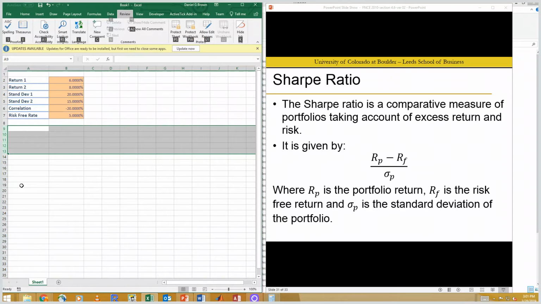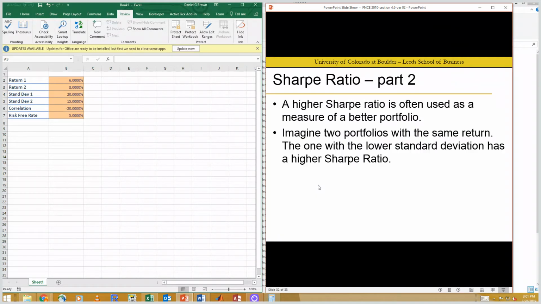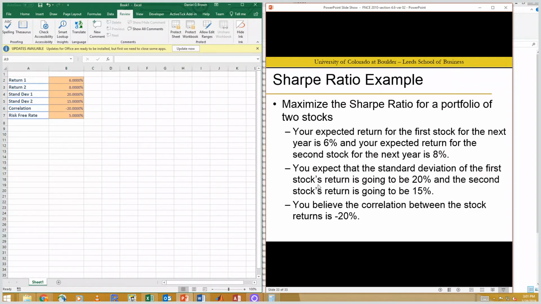So we're going to solve a problem, which is we want to maximize the Sharpe ratio for a portfolio of two stocks. So we want to choose the weights of the two stocks such that we have the largest Sharpe ratio.